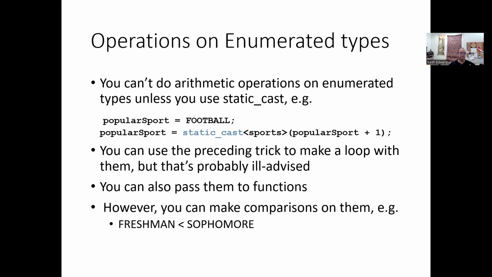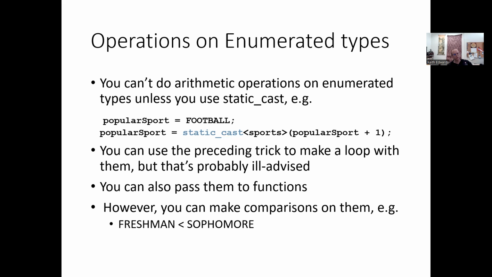You can't do arithmetic operations on enumerated types unless you use static cast. So here we have a popular sport called football, and that's one of the values in the enumerated type. And we could do the next popular sport by static casting to sports, popular sport + 1. And basically you can use the preceding trick to make a loop with all of them, but it's probably not the best thing to be doing.